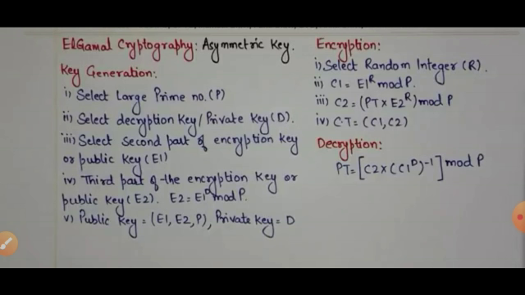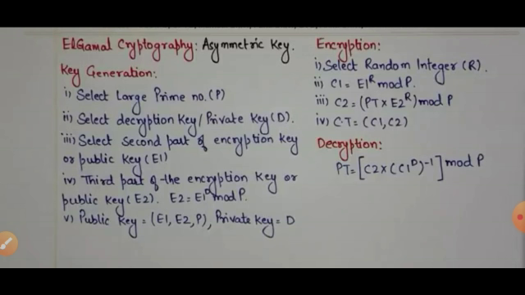Now we'll see how to create the other value, E2. First, select a large prime number P, and then select a decryption key, the private key D, by using the equation E into D equals 1 mod P.